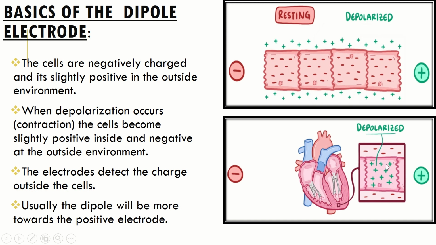Here you can see, when they are depolarized, what happened? The positive charge comes inside and the negative goes outside. So the electrodes detect the charge outside the cell. As we know, the electrodes are placed on the skin surface, so they detect only the electrical activity happening outside, on the skin. Usually the dipole will be more towards the positive electrode. So wherever the positive electrodes are, the dipole will be more effective.